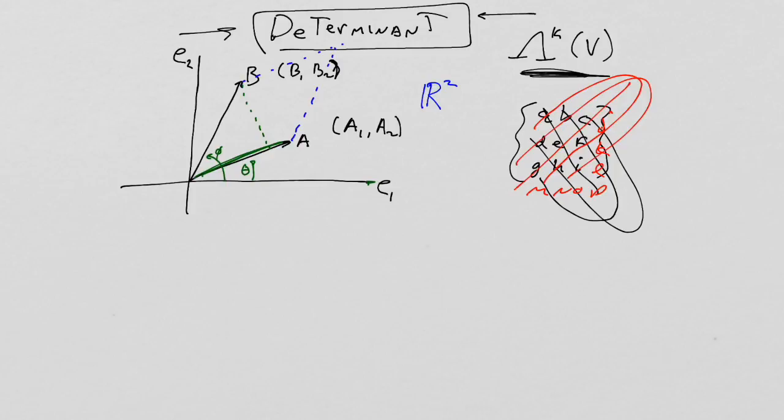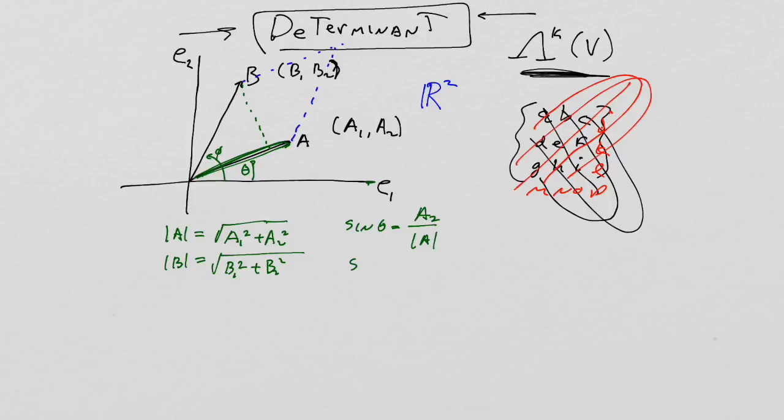So we know that the magnitude of this line here, this green line, the magnitude of A, is going to equal the square root of A1 squared plus A2 squared, right? And for good measure, the magnitude of B is going to be the square root of B1 squared plus B2 squared. We know that the sine of theta is going to be A2 over the magnitude of A. And we know that the sine of phi is going to be B2 over the magnitude of B. And I guess we need the cosines too, right? The cosine of theta is going to equal A1 over the magnitude of A, and the cosine of phi is going to equal B1 over the magnitude of B.